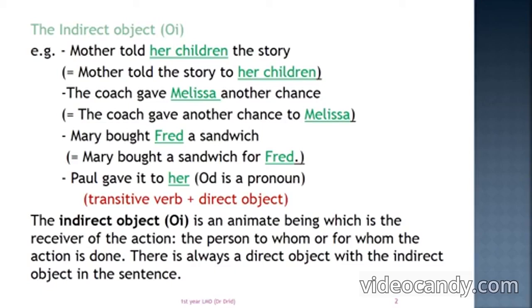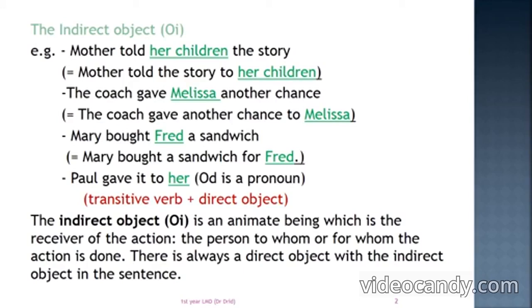The third example, Mary bought Fred a sandwich. Mary bought what? She bought a sandwich. So a sandwich is the direct object. For whom? For Fred. Fred is the receiver of the action. Fred is the indirect object. So Mary bought a sandwich for Fred. Mary bought a sandwich, direct object, for Fred, indirect object.